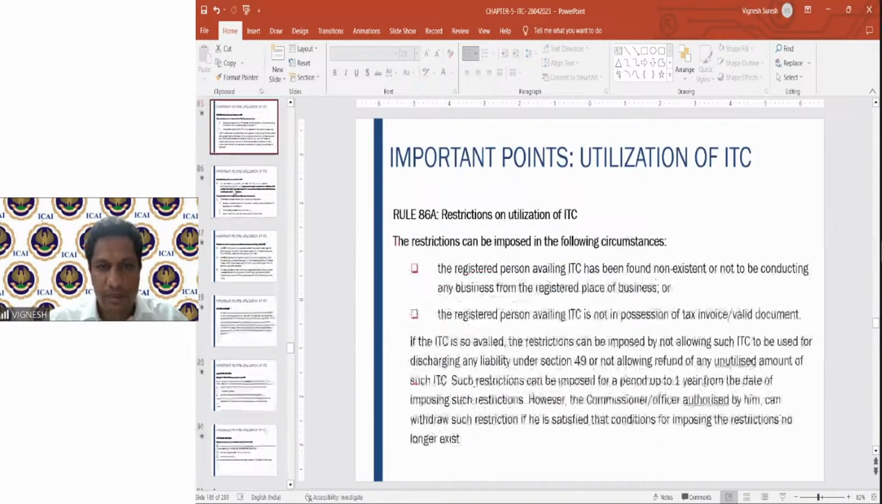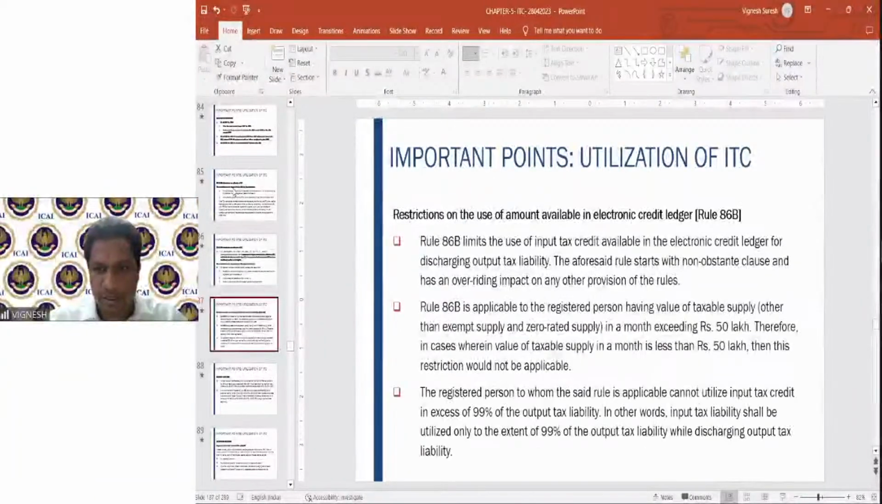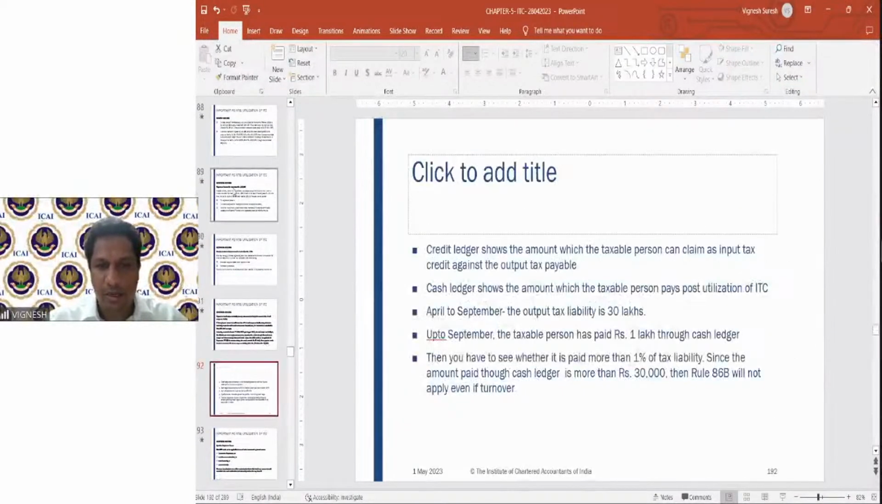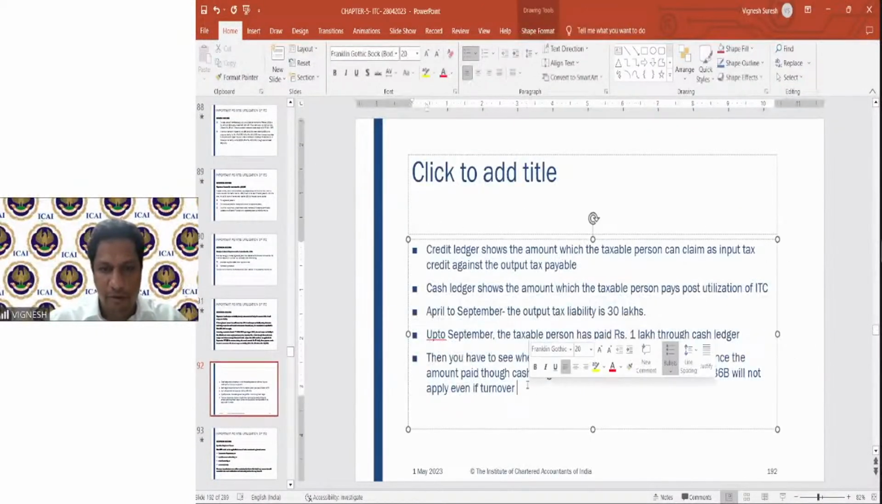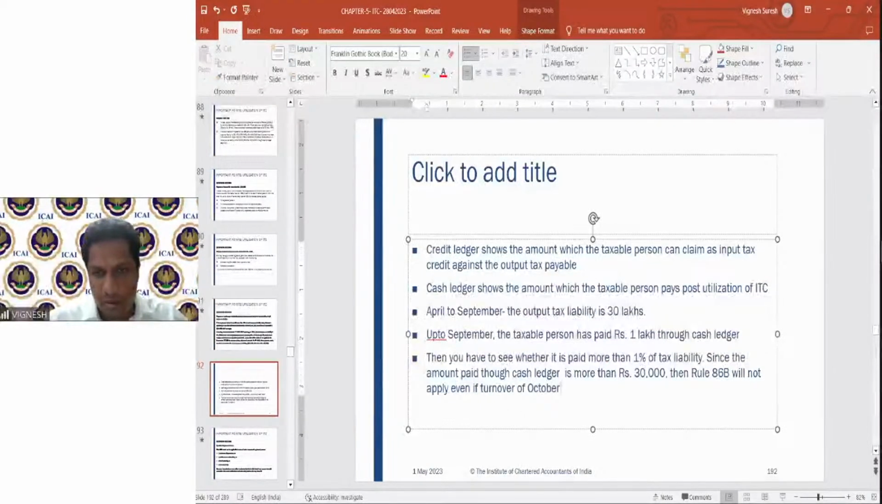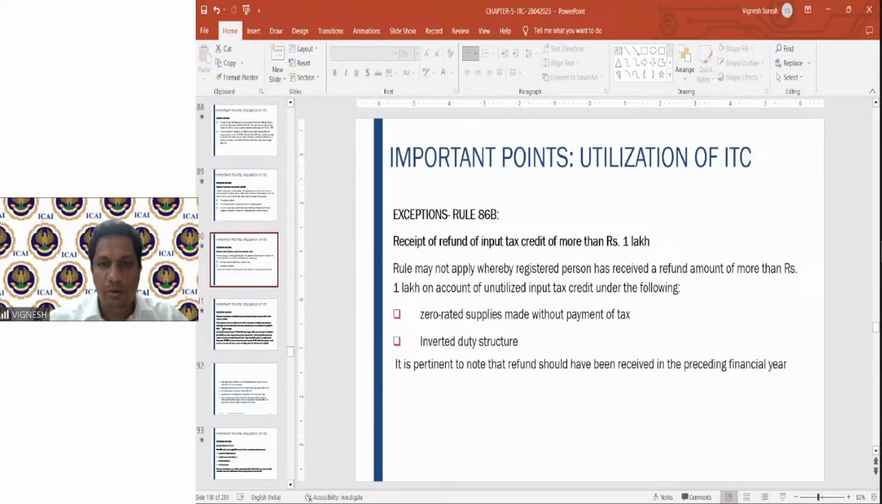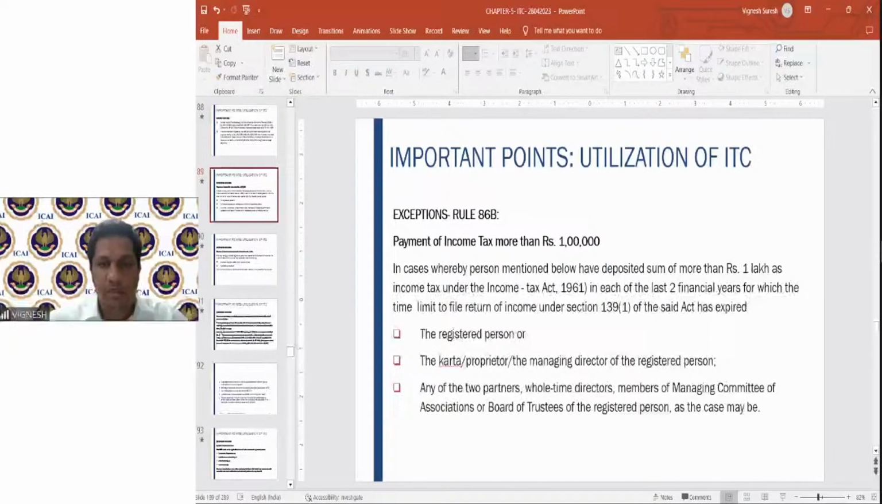You see here, go back to this 86B. Value of taxable supply more than 50. Even if the turnover of October is more than rupees 50 lakhs, it will not apply. I hope you understood this exception. Did you get clarity? Okay, so this exception I hope you understood. Now we come to the exception you wanted clarity on.